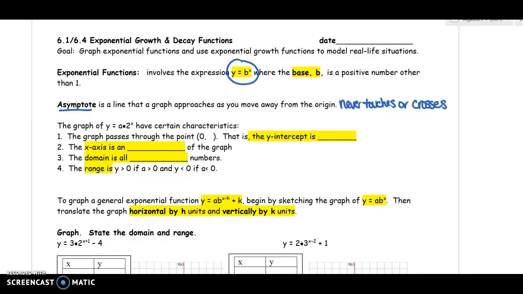The graph of y equals a times 2 to the x has certain characteristics. If you were to plug in 0, anything raised to the 0 power is 1, and 1 times a is a. So whatever number is in front of the function, whatever number is being multiplied in front, that is going to be the y-intercept. So it will pass through the point (0, a), the y-intercept is a. So whatever number is multiplied in front of the function, that will be the y-intercept on the graph. The x-axis is an asymptote.